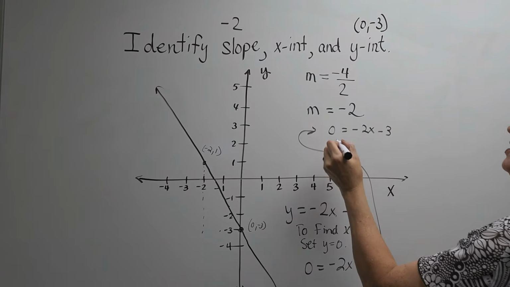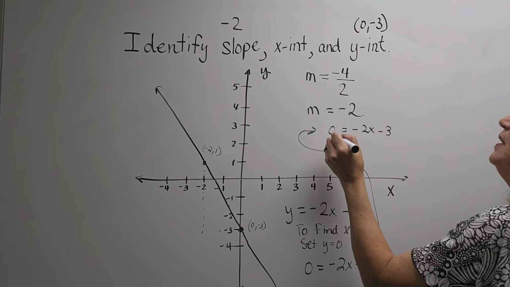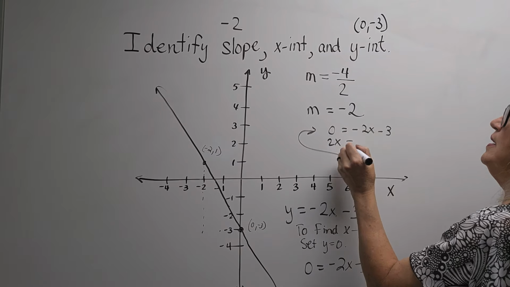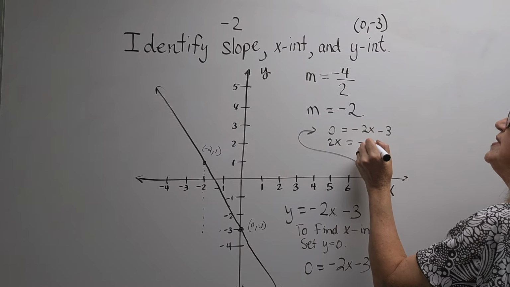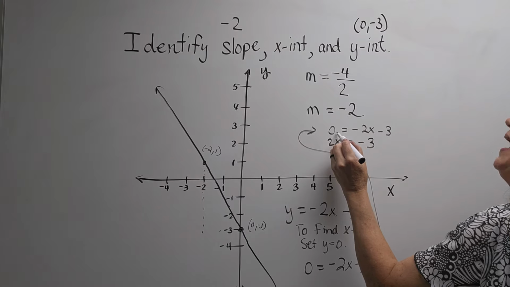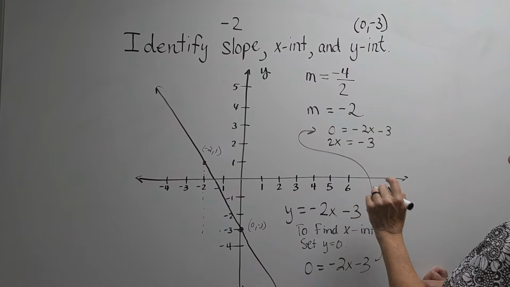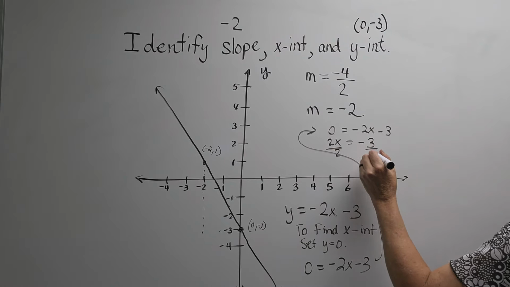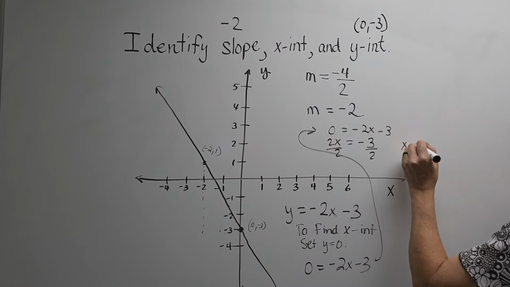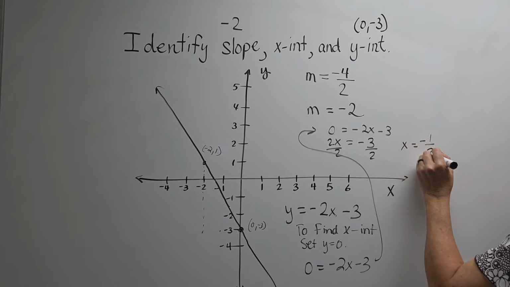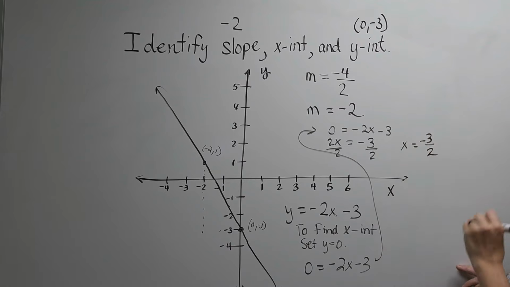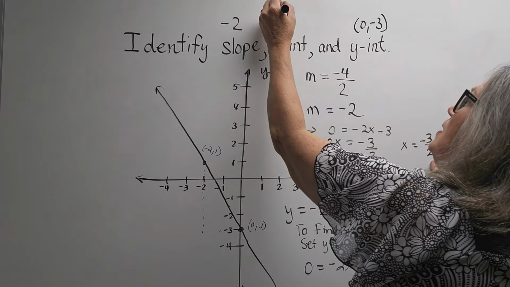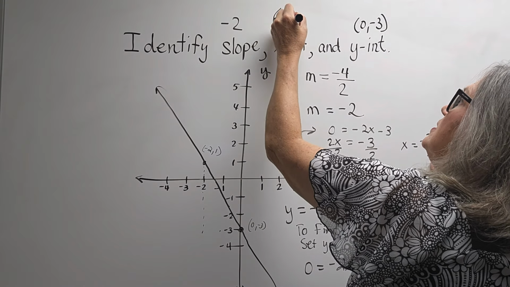When I add 2x to both sides, 2x added to 0 gives me 2x. And 2x added to -2x goes away, and I have 2x equals -3. So I just added 2x to both sides of the equation to get 2x equals -3. Now I'm going to divide by 2, and I see that x is -3/2, which is -1 1/2. So this is the x value of my x-intercept.